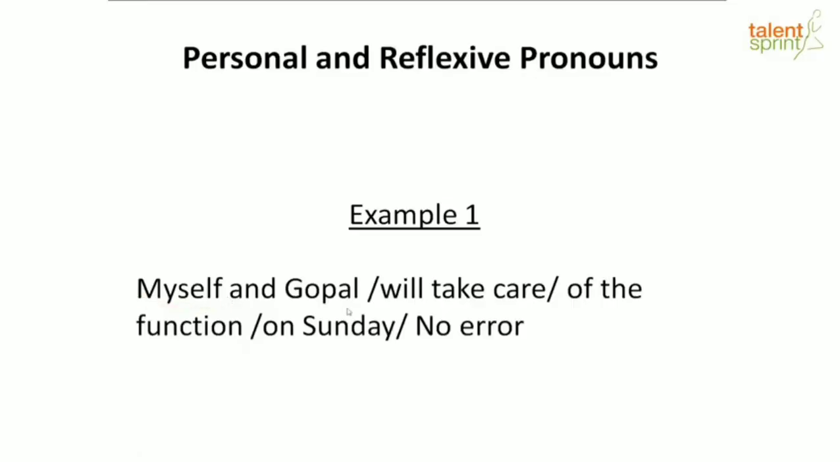So how do I interchange that? Some of you might be thinking, could it be Gopal and me? Gopal and myself? Gopal and I? Which is the right option here? Now, in the example sentence that I gave you, in the subject place, did I come or me come? I play tennis, Sheila helped me. I came, right? So who will take care of the function on Sunday? Gopal and I. So that's your answer right there. The error is in part 1. Let's go ahead and make that change.